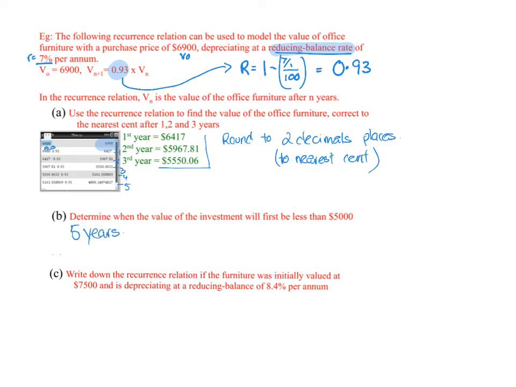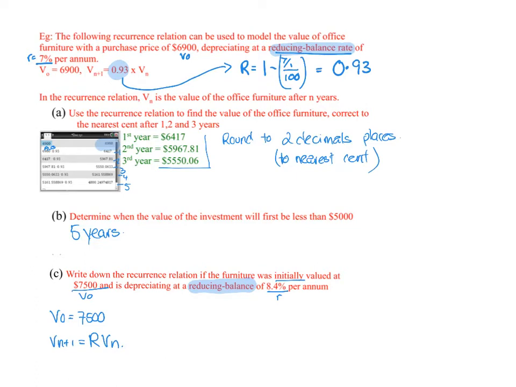Okay, and now it says write down the recurrence relation if the furniture was initially valued at 7,500, so that's V0, and depreciating at, so once again, very important, reducing balance of 8.4% per annum, so that's my little r. So if I go off and write my recurrence formula, I need the V0. And the n+1 rule is going to be big R times Vn.